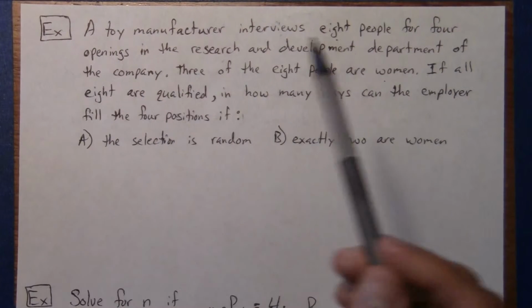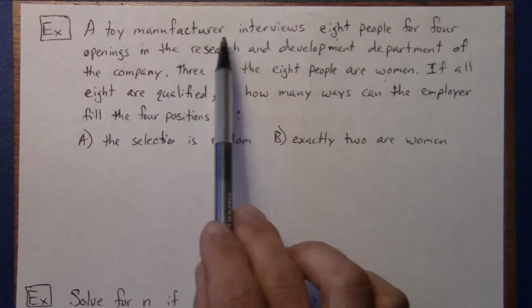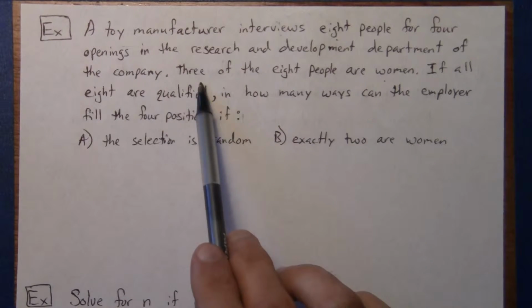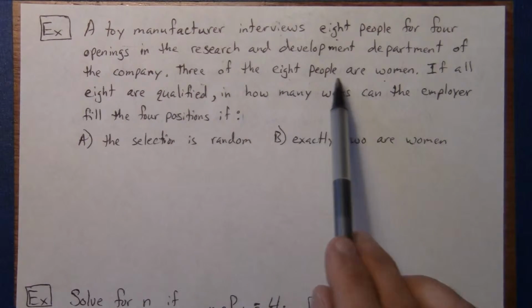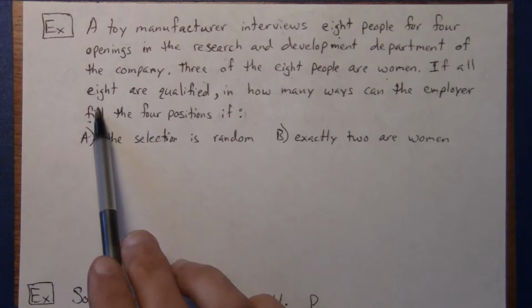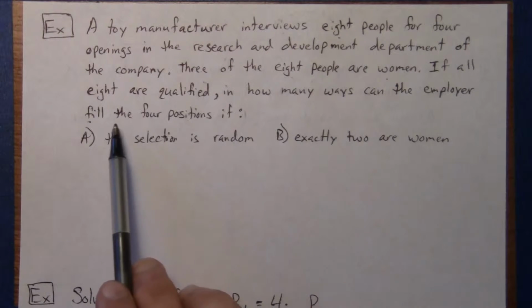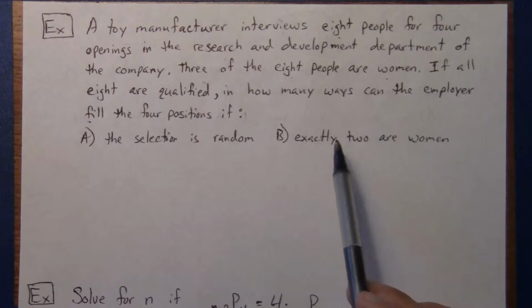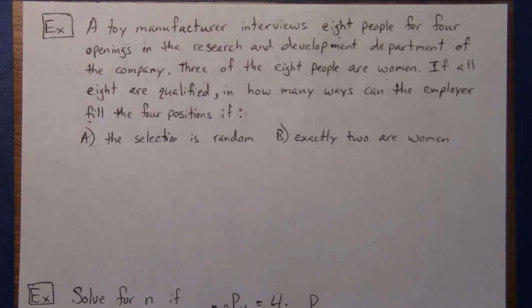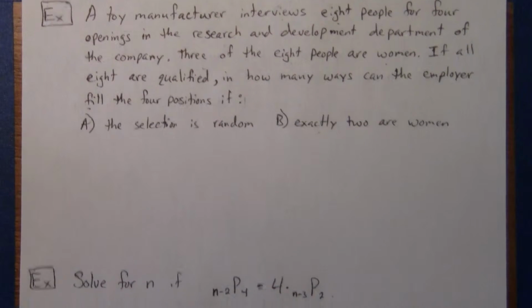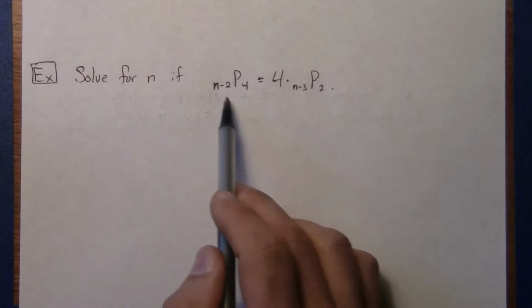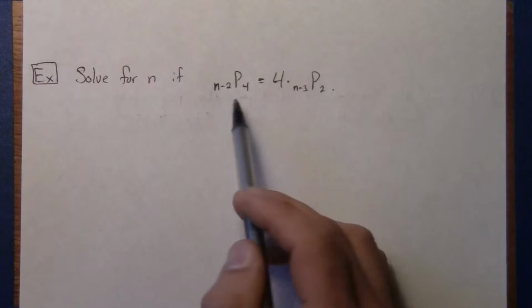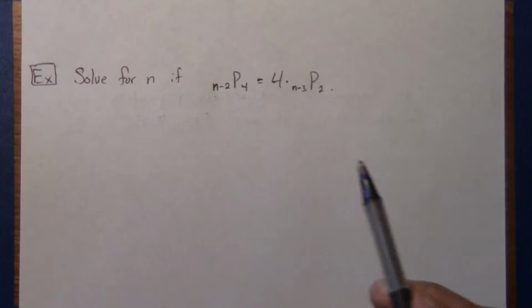And the third one's a kind of a story problem. We have a toy manufacturer, 8 people are applying for jobs, 3 of the 8 are women, so 5 of them are men. If all 8 are qualified, how many ways can the employer fill the 4 positions if they select completely random, and if they select 2 women, implying they're selecting 2 men? And then the last one's solving an equation where you have permutations in them.